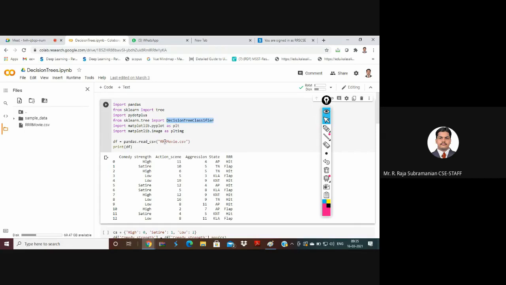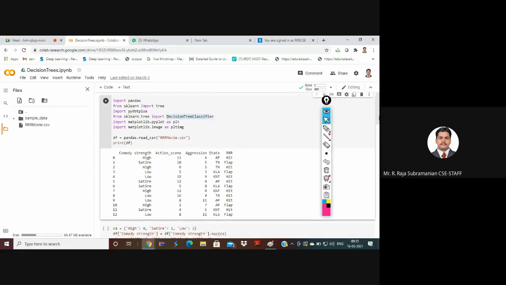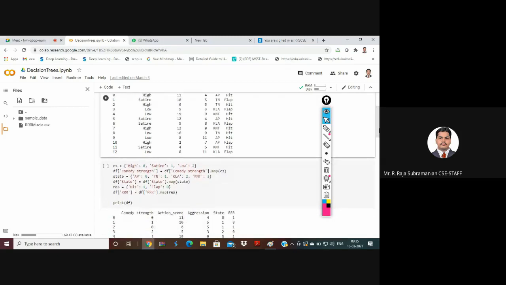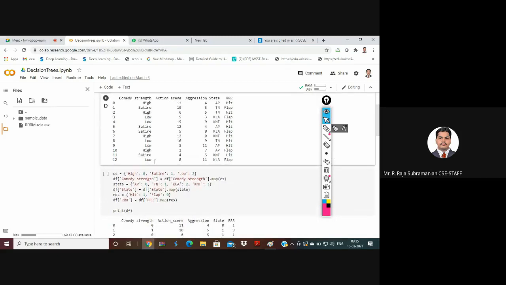Now using pandas the same way, I upload the RRR movie into my data frame df, and I print the data set. It has a few records. It's a very small data set created, right? Now I need to convert these things into numerical items.